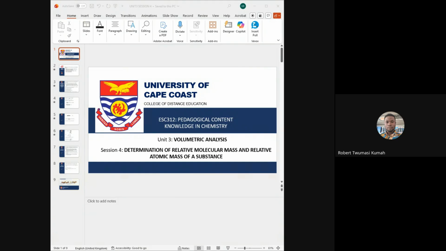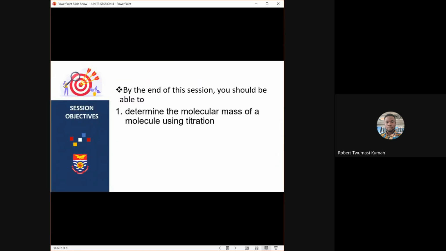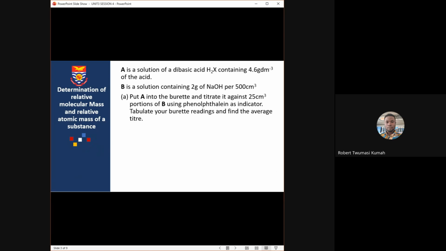So in this session, we are looking at relative molecular mass and relative atomic mass of a substance. How do we do that? We hope to be able to determine the molecular mass of a molecule using titration, and then the atomic mass of an atom using calculation. And we are doing that with a question.